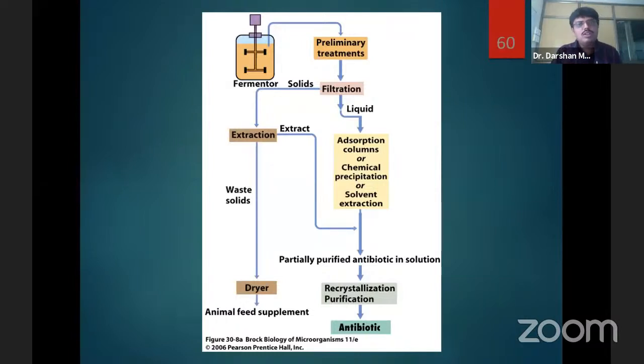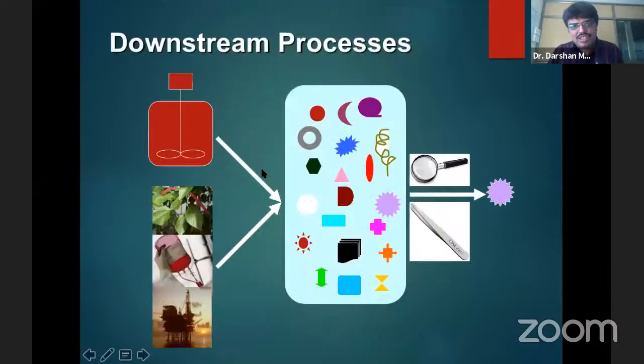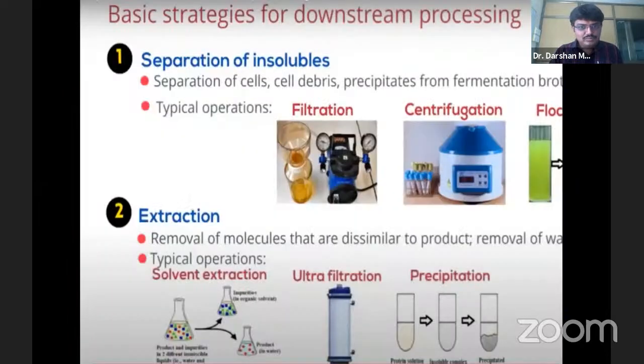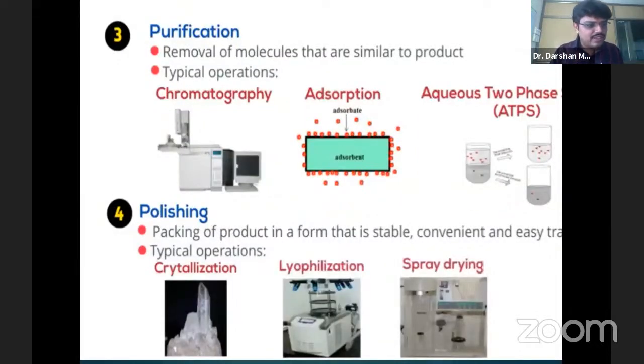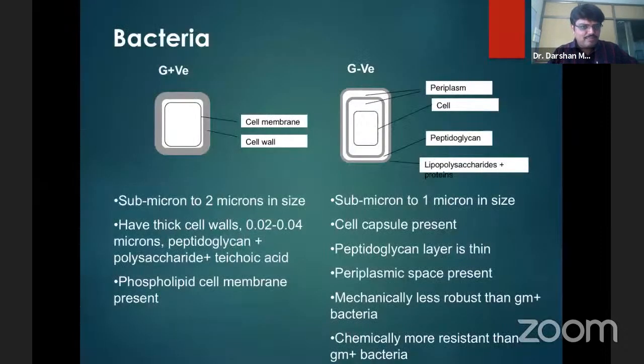The most common one, the questions you are going to obtain from penicillin fermentation, and for that you need to remember this particular phenomena. Right? Okay. When you work for downstream, you try to work in this way. You try to separate the insoluble, you try to perform the extraction, purification, and polishing. All these words are going to work out, right? Ultimately you are going to perform the downstream process. That particular phenomena is known as downstream.